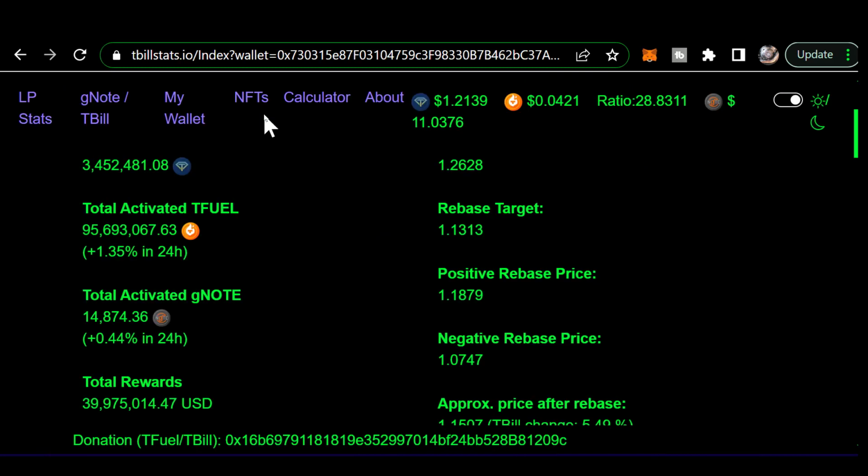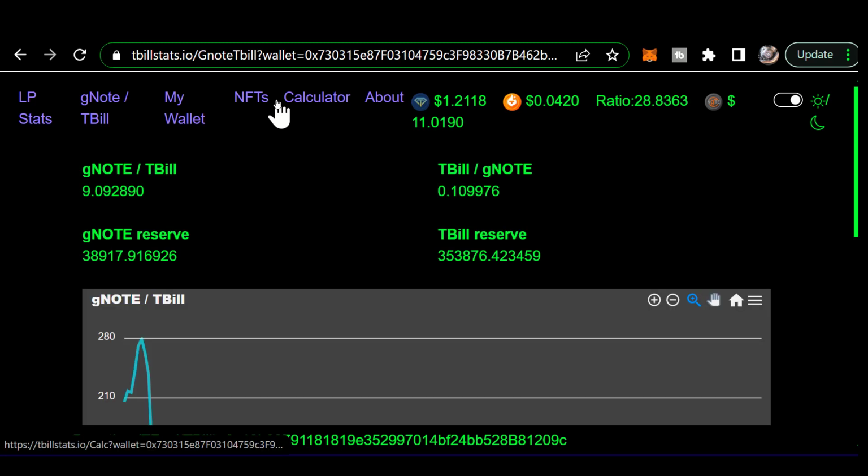Quick check of a THETA swap LP shows 95.6 million T-Fuel activated in the LP, and that's up 1.35% in the last 24 hours. The T-bill to G-note ratio is 9 T-bill to 1 G-note, giving us a price per G-note of $11 and a penny.